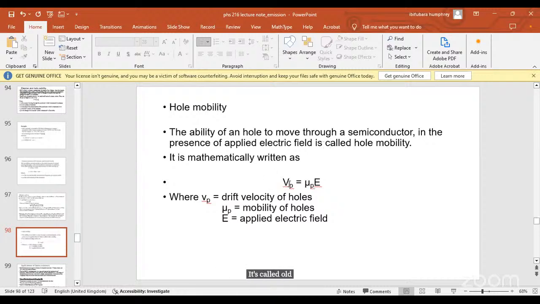And the formula is similar. The only difference is the subscript: the subscript is N for electrons, while for holes, the subscript changes to P.